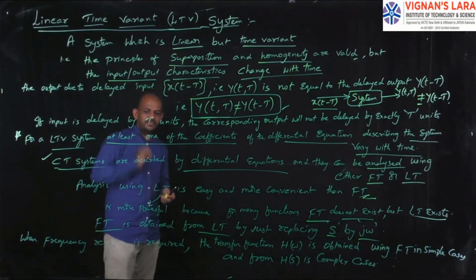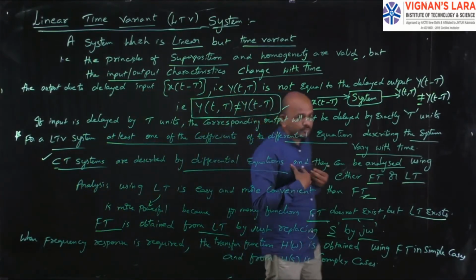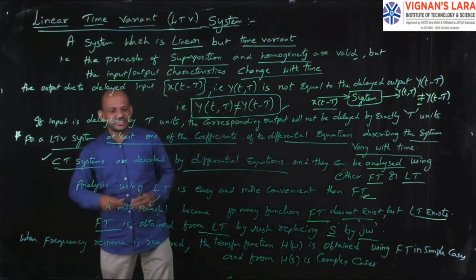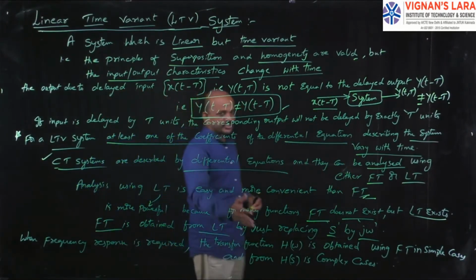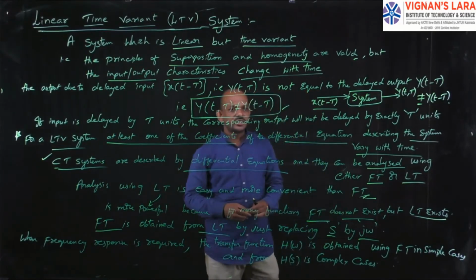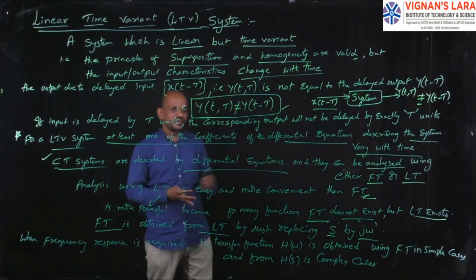Or simply, when a frequency response is required, so I need a frequency response spectrum, that is, the frequency domain. Whenever I need the frequency response, the transfer function H of omega, which we all know, is in the frequency domain, so we have to go for the frequency spectrum.